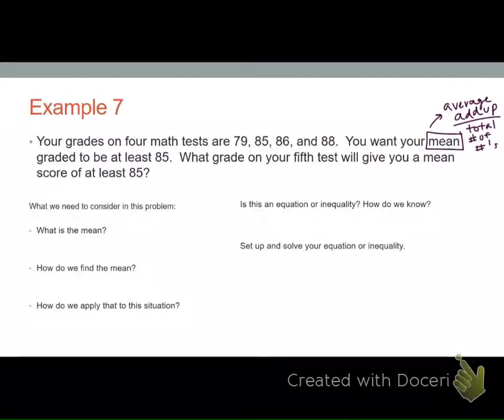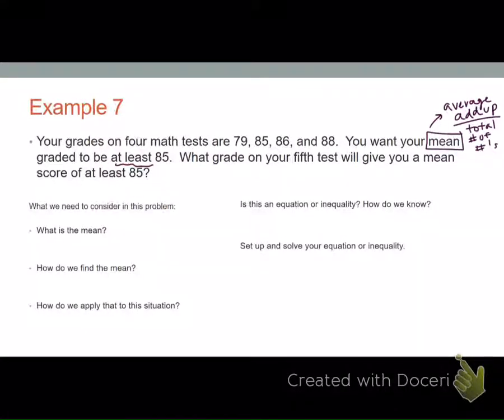So the average, you want your average to be at least. That word means it's an inequality. It's not exactly. So we want an 85 or higher is what we're saying here. What grade on your 5th test will give you a mean score of at least 85?